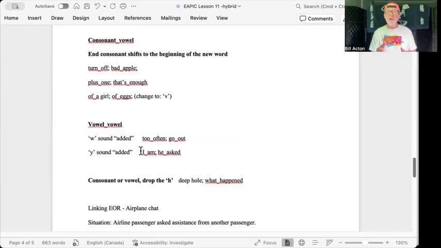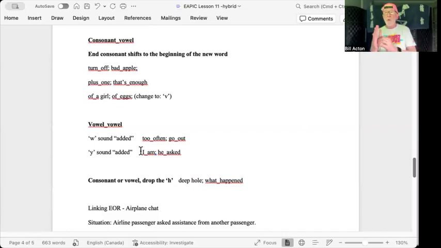Here we have vowel, vowel. And so, for example, I wrote there W sound added. Well, kind of. Remember from lesson 5, we had the double vowels. Remember we had, for example, ooh, right? And we had oh, remember that? So we had OW and OW.